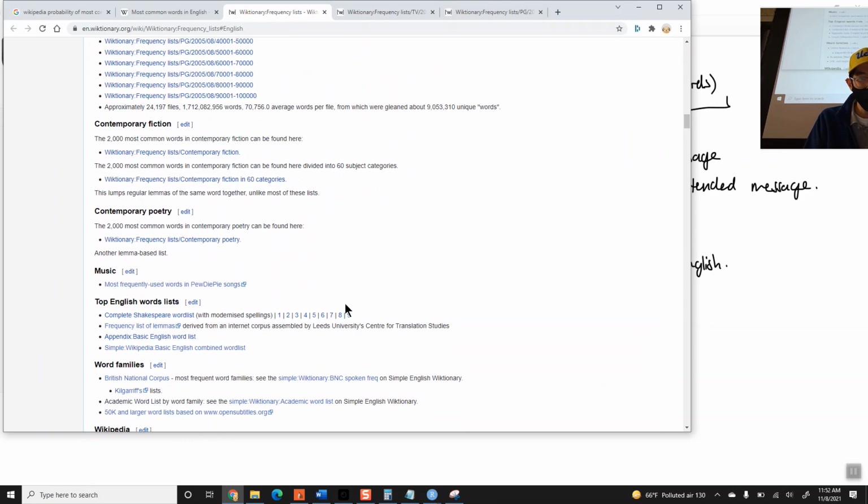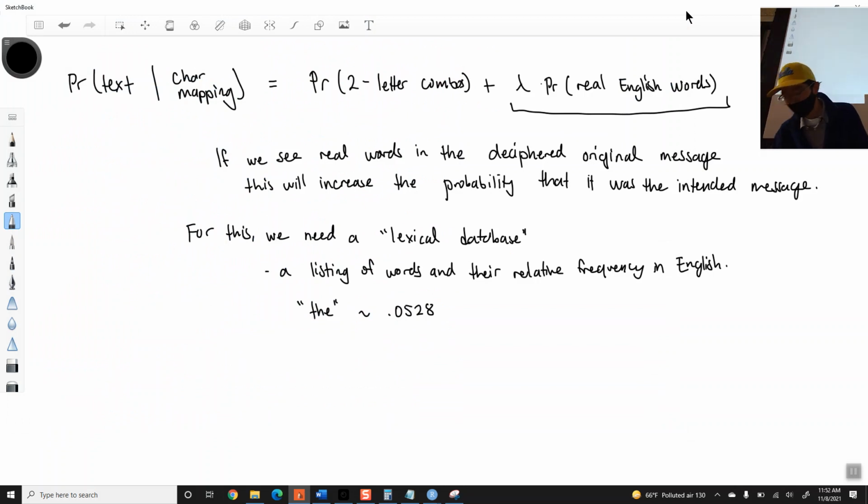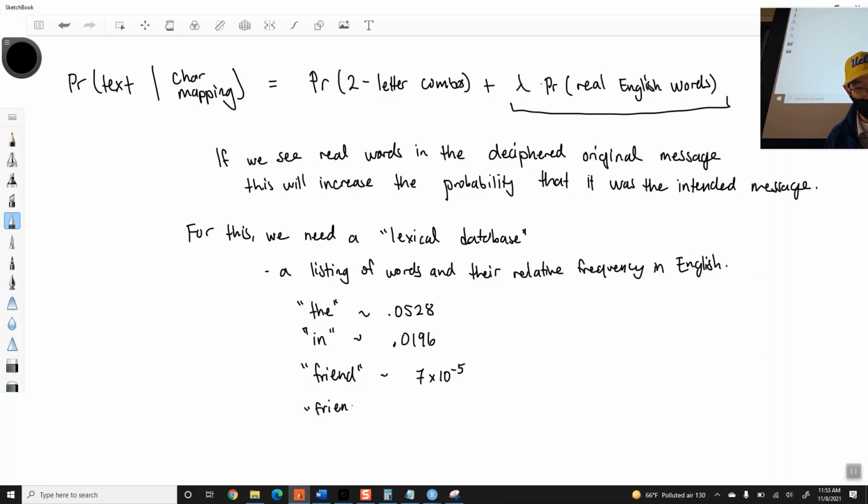All right, well anyway, there's a whole bunch of these things, right? So I think words like the end up being the most frequent, and then, you know, in has a probability of something like 0.0196. And if you look up, say, the word friend, it's something around 7 times 10 to the negative 5. And if you look up the word friendship, it's something around 1.7 times 10 to the negative 5, okay?